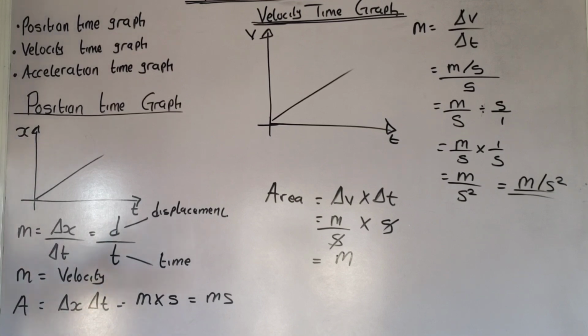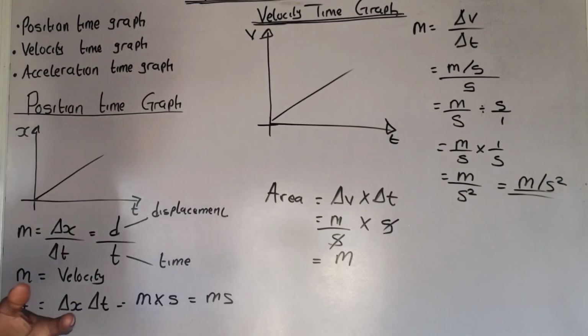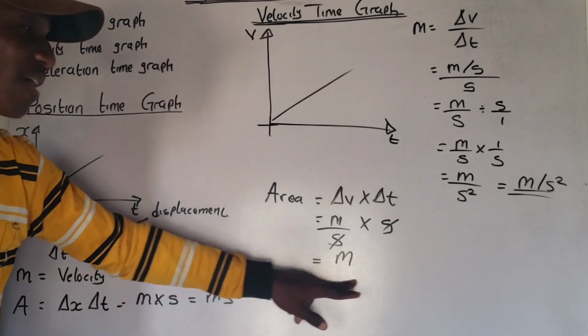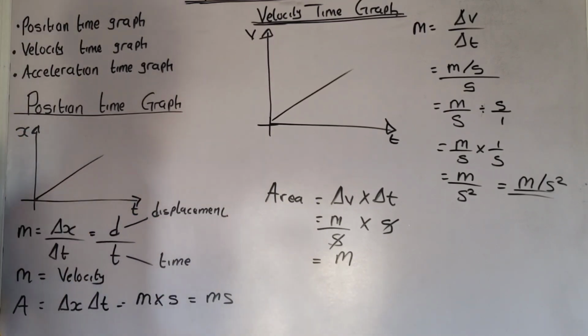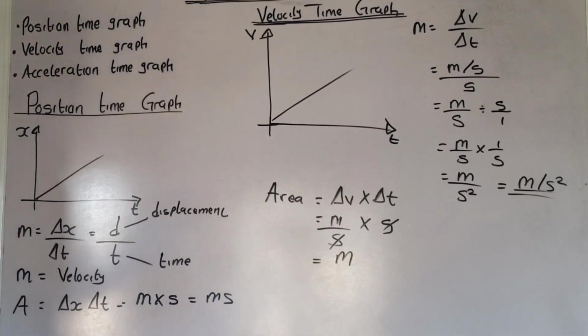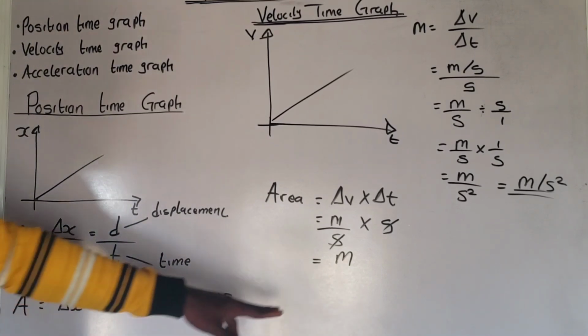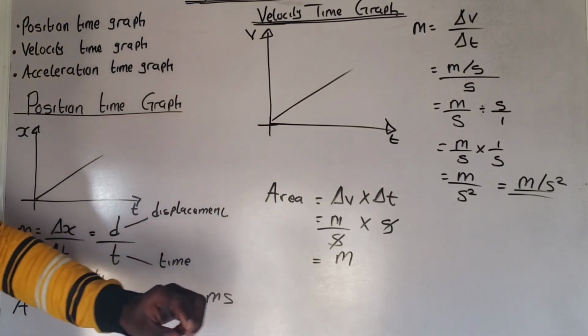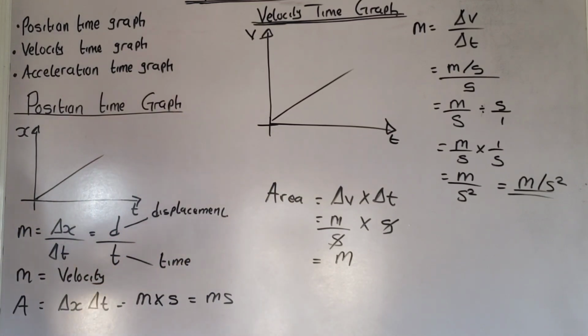When we take the area of a velocity time graph, we arrive at what? Meter. Now, what concept has this unit in physics? That's what I want to ask. What concept has meter as its unit in physics? Meter is the unit for displacement. You understand?